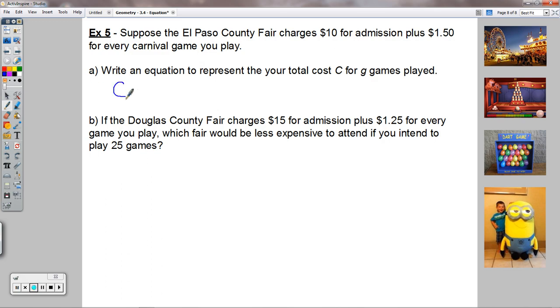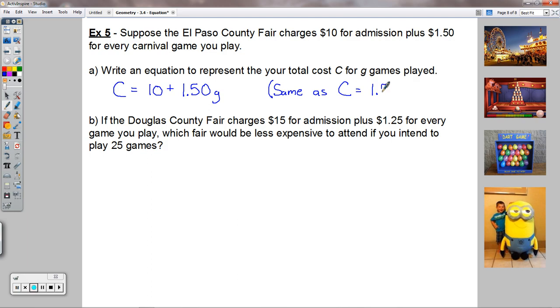So your total cost C at the El Paso County Fair would be, well, as you walk into the gate here, you're going to get charged $10 right off the bat. So it's $10 plus however many games you play times $1.50. So that would be plus 1.50 times G. If you were to write it in a slope-intercept form type way, C is like your y and G is like your x.